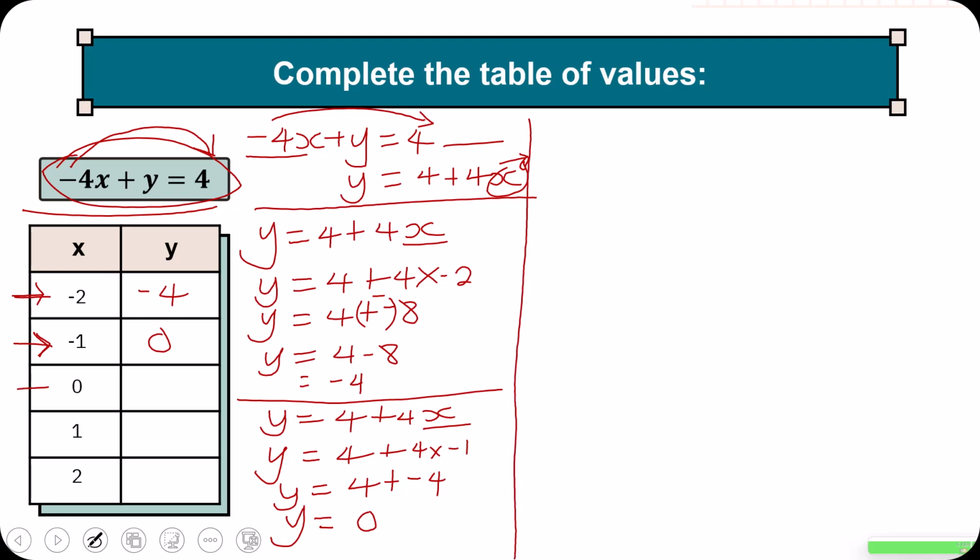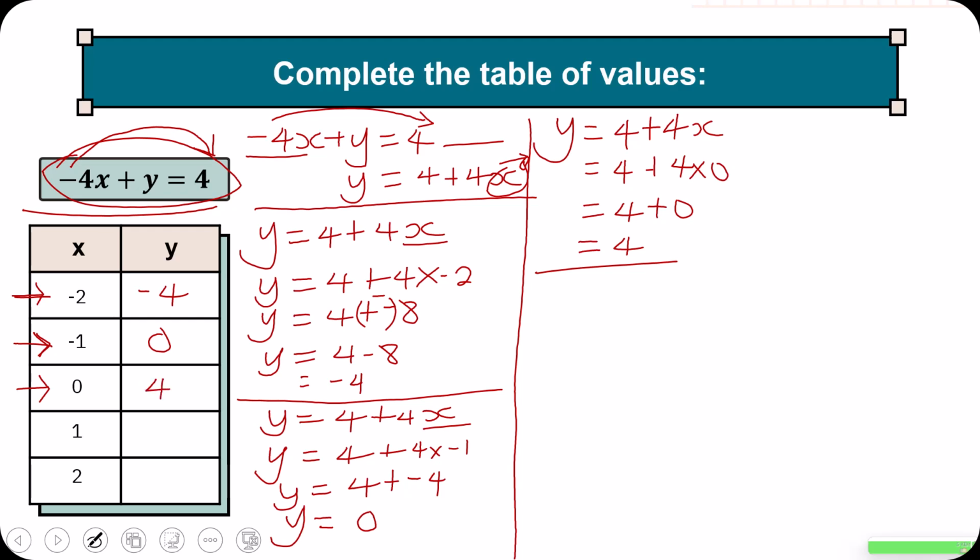So here the x value is 0, so we are putting it in the same equation. y is equal to 4 plus 4x. Our x value is 0, so we shall have 4 plus 4 times 0. This gives us 4 plus 0. And finally, we shall have 4 as a y value. So this is 4.